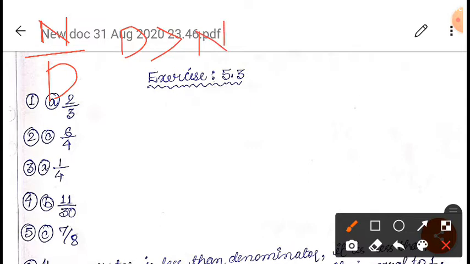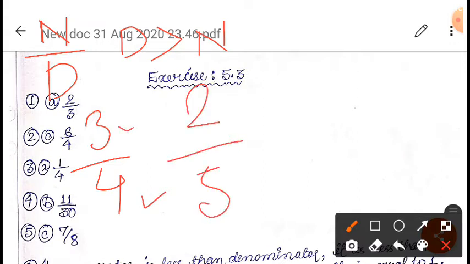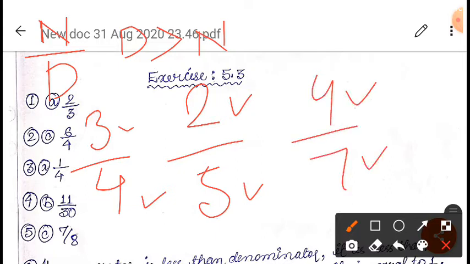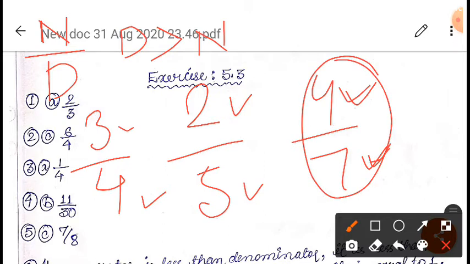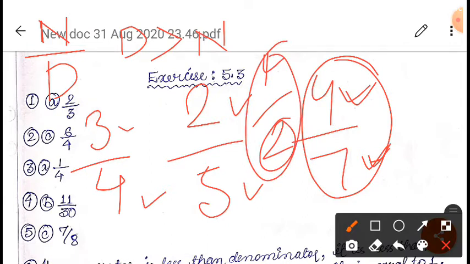Okay, so I will give you examples. You can see here 3 by 4, the denominator is greater than the numerator, right? So it is a proper fraction. 2 by 5, here also the denominator is bigger than 2, the numerator, so it is a proper fraction. Again 4 by 7, 7 is the denominator and is greater than the numerator, so it is also a proper fraction. In this way 1 by 2, 2 is greater than 1, so it is a proper fraction. In the same way 5 by 10, 10 is greater than 5, so it is a proper fraction.